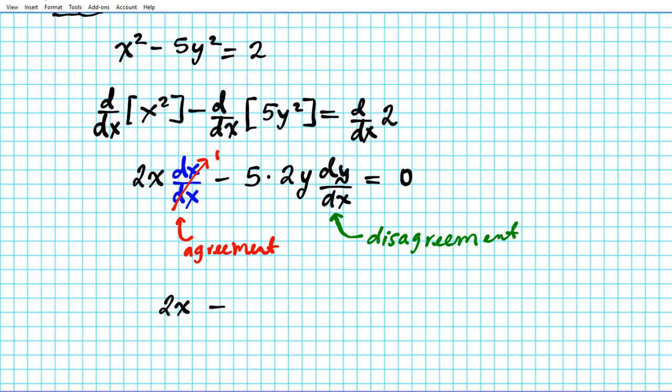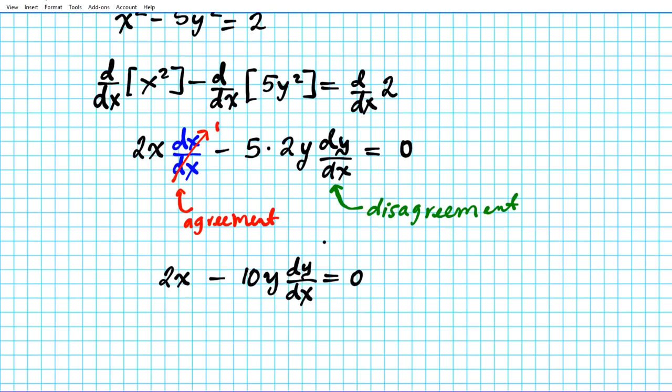Minus 5 times 2 is 10y. The derivative of y squared is 2y times 10 is 10y. But since there's this disagreement, we have to reflect that by indicating dy dx. Okay? And then the derivative of 2 we found out was 0. Alright, so that's how you differentiate implicitly.